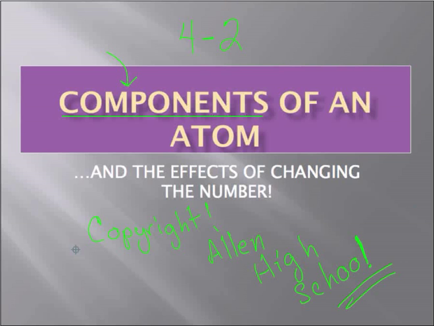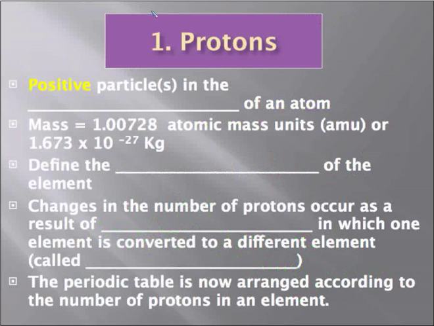So we not only want to look at those main components of an atom, we will be focusing on the proton, the neutron, and the electron. But we also want to look at the effects of changing the number of each of these. And this is actually going to allow me to bring in a little bit of nuclear chemistry without having a full-blown nuclear chemistry unit. So let's forge ahead and take a look at protons.